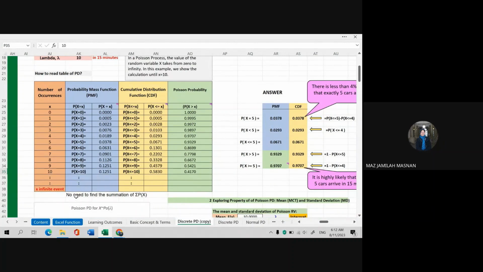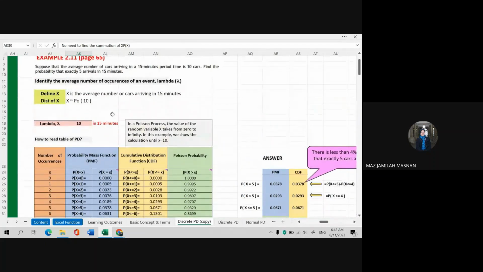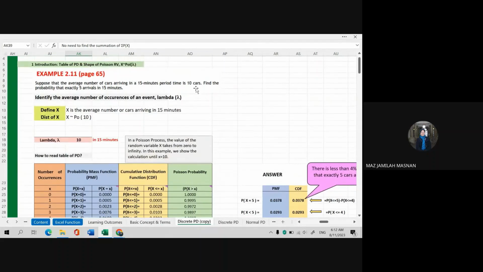So in this case, you have to remember, you don't have a summation of the P(x) to 1 because the probability continues indefinitely. For this example, I will just stop at 10. Okay, because we know that we are not going to have the summation of the exact probabilities equal to 1. So we'll just stop at 10 and we will continue on how to solve this problem. The problem asks you to find the probability of exactly 5 arrivals in 15 minutes.